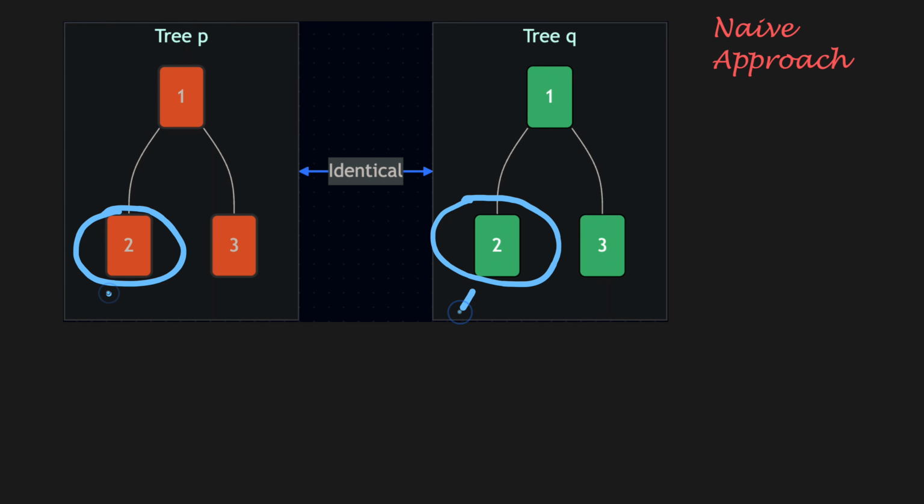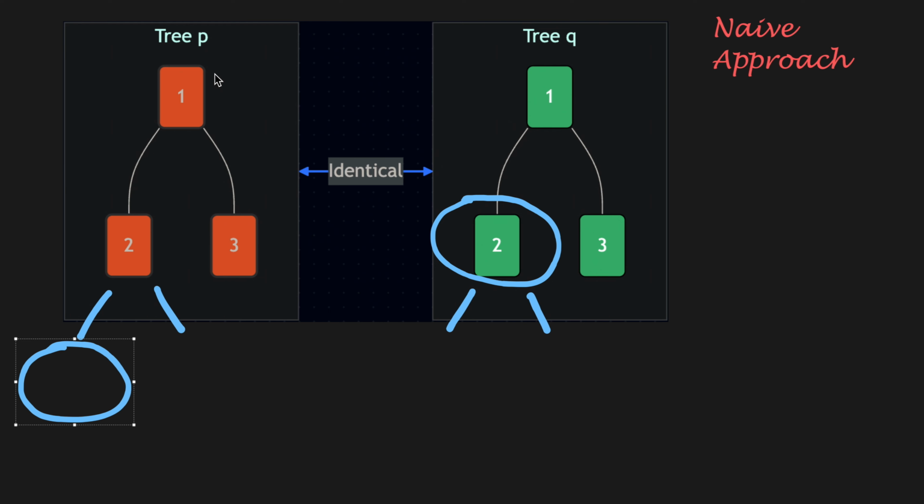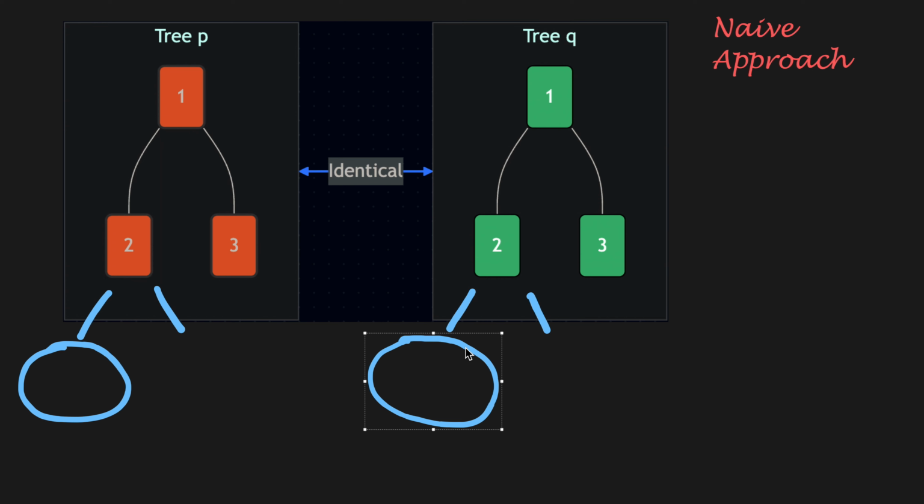Now, what about the children of these nodes? Well, the left child of node 2 in tree P is empty or null, and the corresponding node in tree Q is also null. And when they are both null, they are identical for this path. So this gives us a crucial stopping condition or a base case. So if we are comparing two null nodes, they are the same and hence we can return true for this comparison.